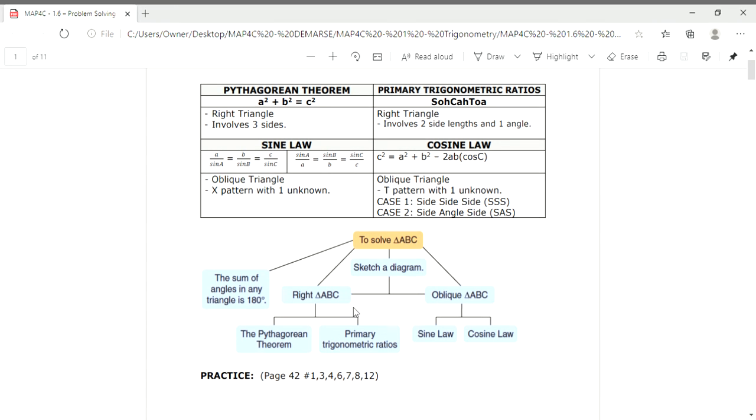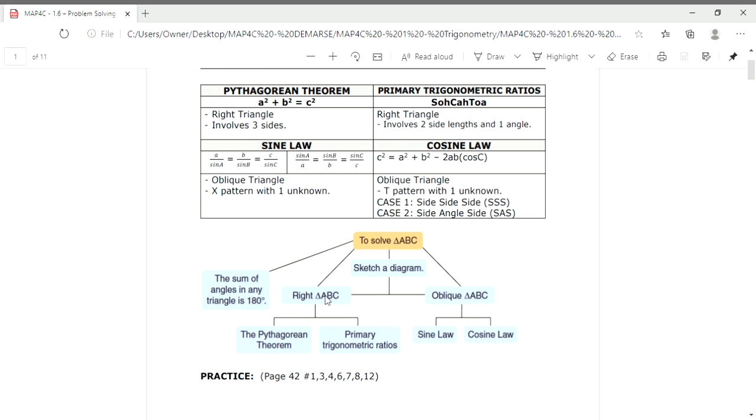Now, if you really wanted to, sine law and cosine law also work on right angle triangles, but they're a lot more work. The sine law and the cosine law, as you can see, are larger equations. They're more complicated to use than just the Pythagorean theorem or SOHCAHTOA. So I would recommend not using sine law or cosine law on a right angle triangle, although technically it would still work, but it is more work on your part.